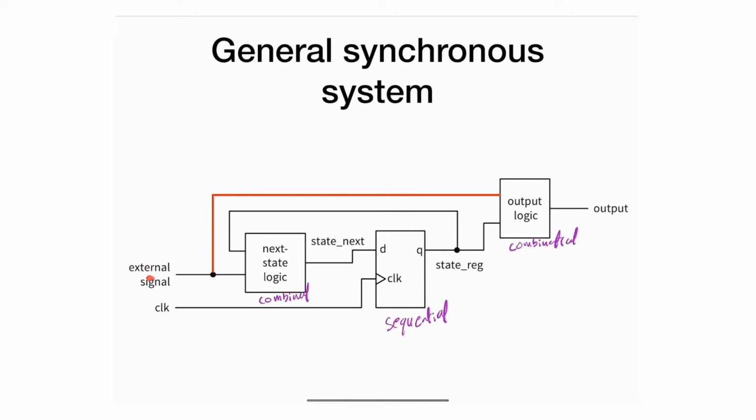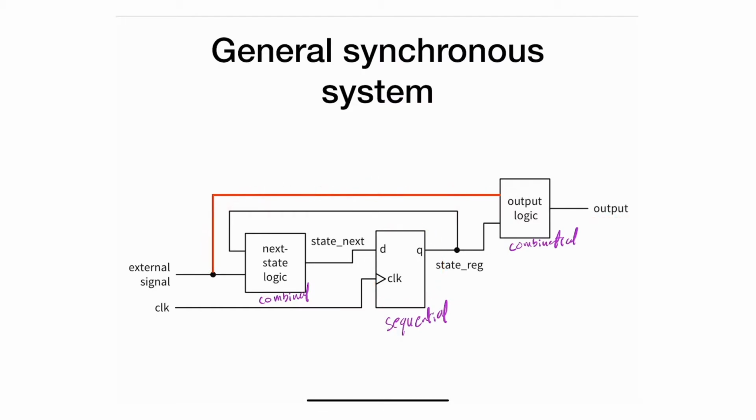So this input to the whole system, which we call an external signal, if it changes, and there's this red line in here, it will change the output accordingly, regardless of what the state of the system is. This is what we refer to as a Mealy system, as opposed to a Moore system. A Moore system doesn't have this red line, so the only way the output would change is by the change of the register itself, and that only happens when the clock changes.